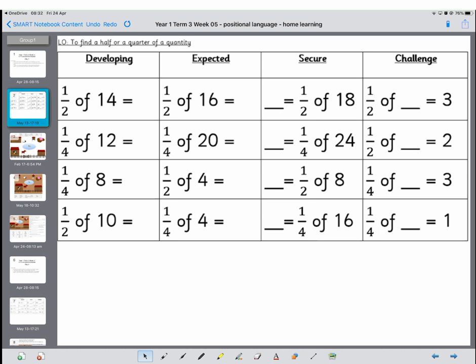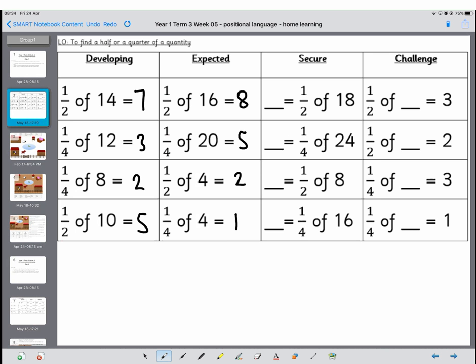Okay, so we're starting with quite a big number today, half of 14. Well, half of 14 is 2 sets of 7. The next one is a quarter of 12, so that's splitting it into all 4 sections, and that's 3. Quarter of 8, 2. Half of 10 is 5. A half of 16 is 8. And a quarter of 20 is 5. Half of 4, 2 in each section, 2. Quarter of 4, 1 in each section.